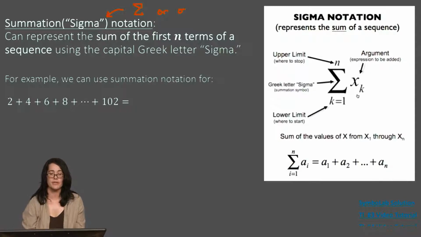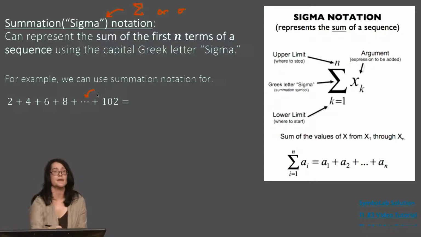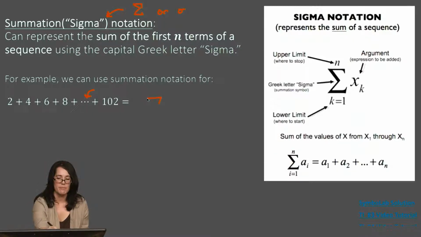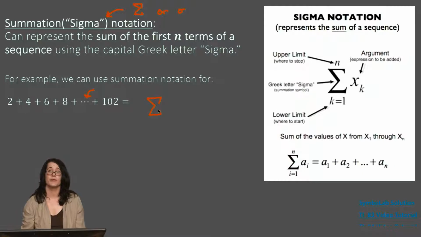So we're going to first look at an example of how I could rewrite a summation using this notation. So let's look below at 2 plus 4 plus 6 plus 8, and then notice that ellipsis of dots again, dot, dot, dot, means continue like this until you stop at the term 102. So if I wanted to use summation notation to describe this operation of adding up 2 plus 4 plus 6 plus 8 all the way to 102, what I would do is begin by using that Greek capital letter sigma, which means add up anything that comes to the right of this.